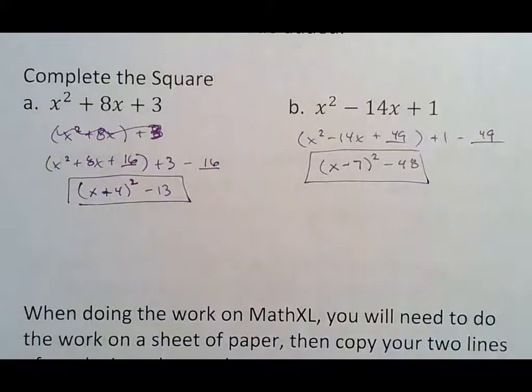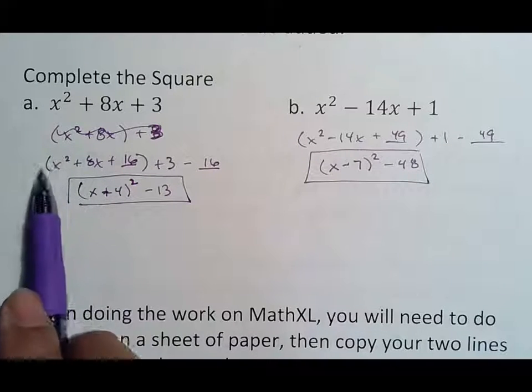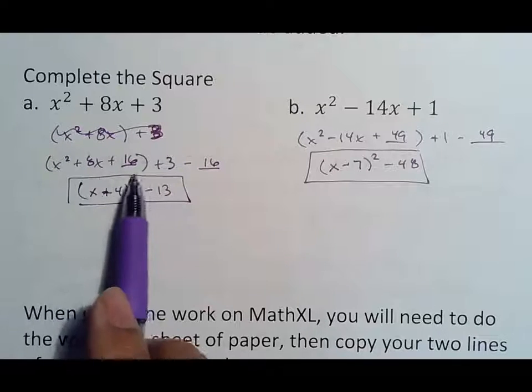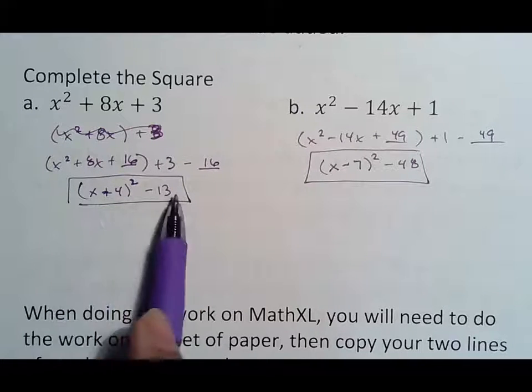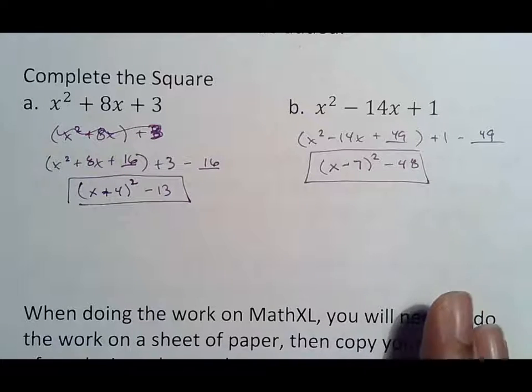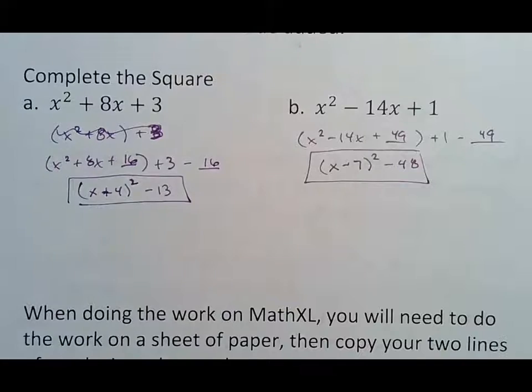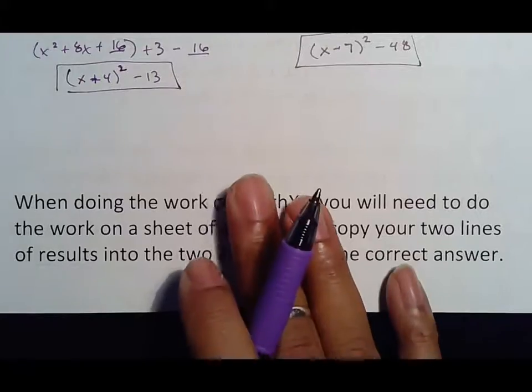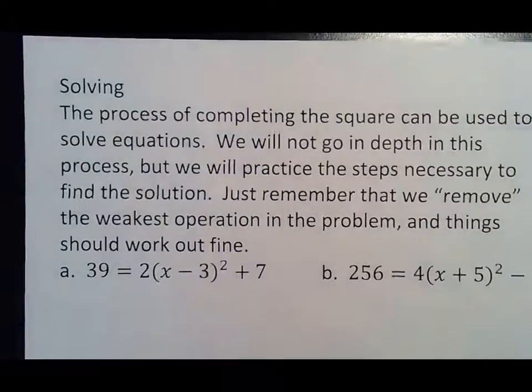And that is it. Now when you do your work on the computer, it's going to ask for your 2 lines of work, so you're going to have to type parentheses and all this, not the line of course, but you'll put parentheses x squared plus 8x plus 16 close, plus 3 minus 16, then you'll type this answer. That will be your 2 lines of information that you have to add to make sure that you actually did the process and didn't just find some way to get that set up. So when doing the work on MathXL, you need to do the work on a sheet of paper, then copy your 2 lines, as it just said, into the 2 boxes to get your correct answer, because again, I want to make sure that you actually are doing it right.